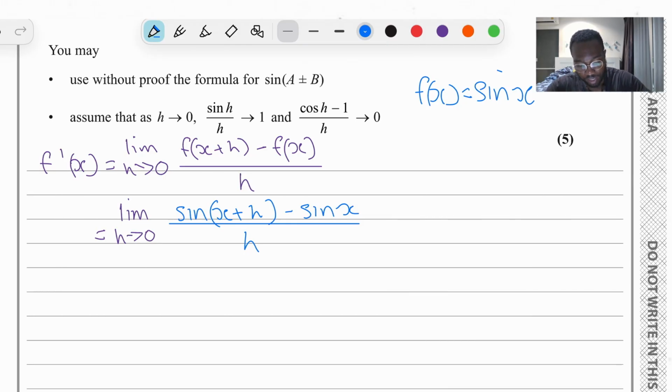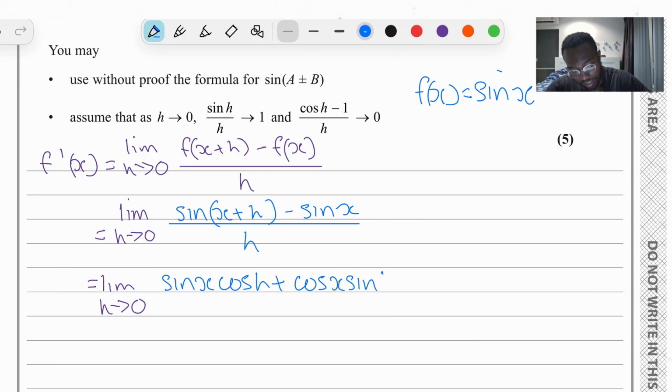So if we do that, we get the limit as h tends to 0 of sine x cos h plus cos x sine h, minus sine x, and then over h. So I just expand that sine of x plus h out. That is in your formula booklets for you to look up.